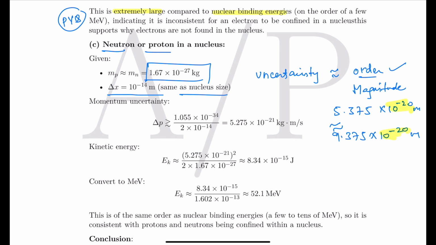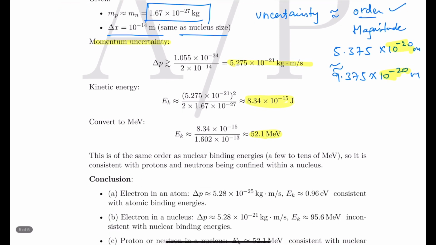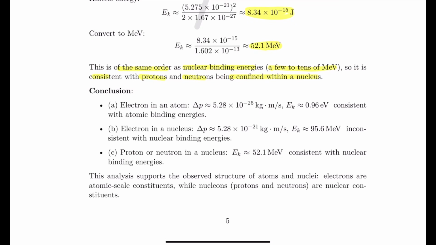When we calculate the momentum uncertainty with these values, we get 5.275 multiplied by 10 to the power minus 21 kilogram meter per second, and the corresponding kinetic energy is 8.34 multiplied by 10 to the power minus 15 joule, and in million electron volt it is 52.1 million electron volt. This is of the same order as the nuclear binding energies, which is a few tens of million electron volt. So it is consistent with protons and neutrons being confined within a nucleus. And here we have the conclusion.